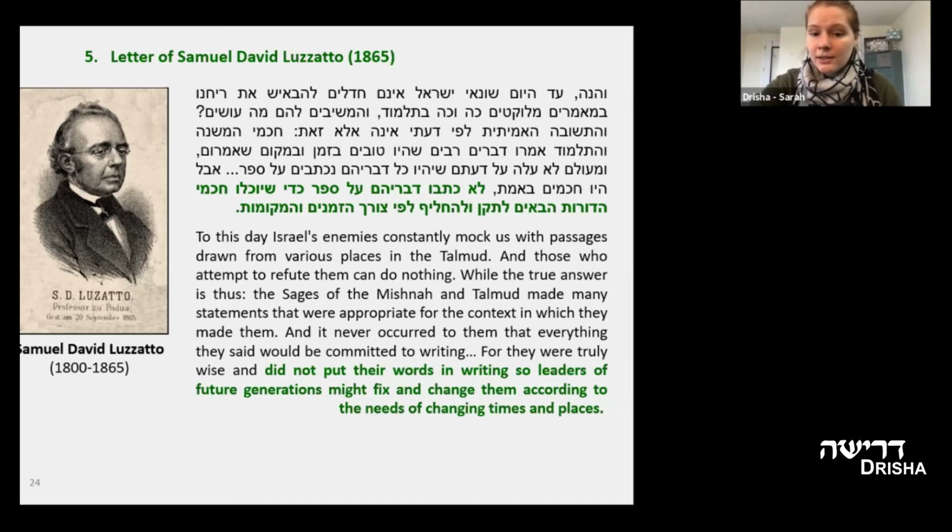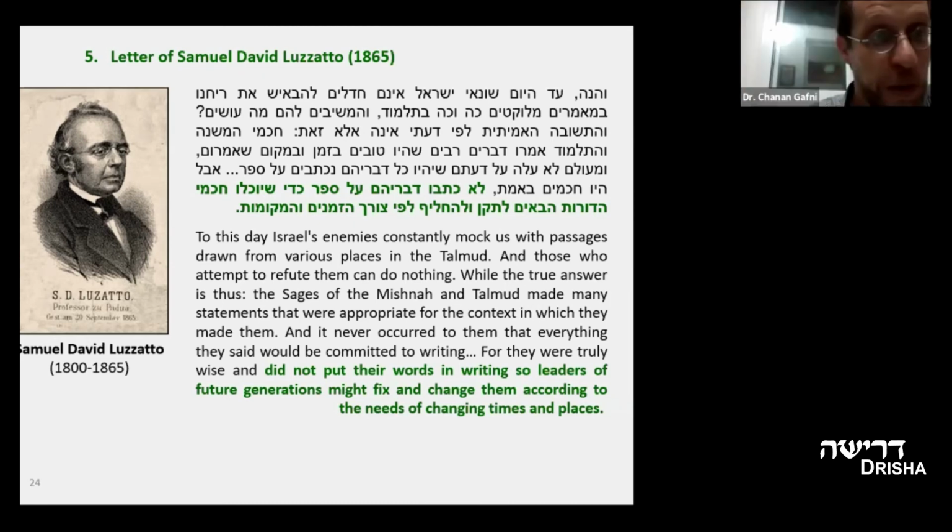While the true answer is thus: the sages of the Mishnah and the Talmud made many statements that were appropriate for the context in which they made them. It never occurred to them that everything they said would be committed to writing, for they were truly wise and did not put their words in writing, so leaders of future generations might fix and change them according to the needs of changing times and places. So here too, you see oral tradition means allowing the tradition to change. You leave things orally because you want to allow changes.